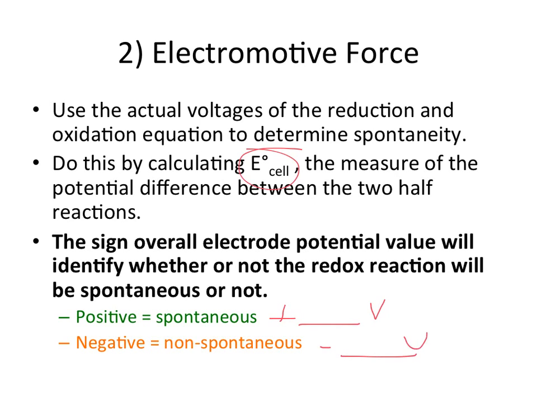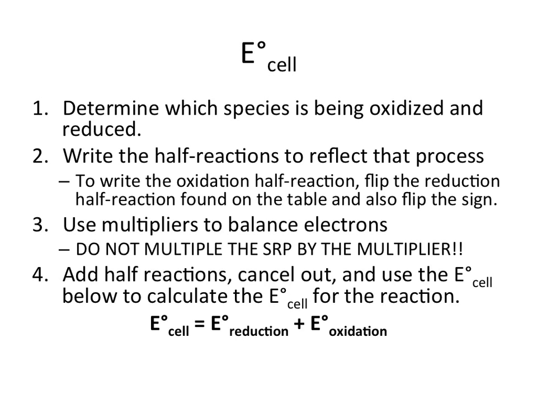And if we have a negative voltage, again, it doesn't really matter about the number, but a negative voltage means that it's going to be a non-spontaneous reaction. So it wouldn't happen unless there was an external voltage placed on it. So to calculate the E cell, what we want to do is figure out which species is being oxidized and which one is being reduced. Then we write our half reactions to reflect those processes. We use multipliers to balance the electrons, and we add them to get a final cell reaction. And we calculate that by using this equation over here. So E cell is going to be the standard reduction potential for the reduction reaction, as well as the potential for the oxidation reaction.